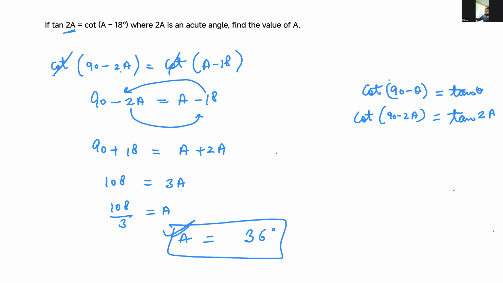Guys, do you understand? Yeah, explain the third step. See, 90 plus 18. I just did this: the minus 18 goes to the left hand side and becomes plus, and the minus 2a goes to the right hand side and becomes plus. Understood? So 90 plus 18 is 108, and a plus 2a is 3a. I just divided and it becomes 36. Simple as that.